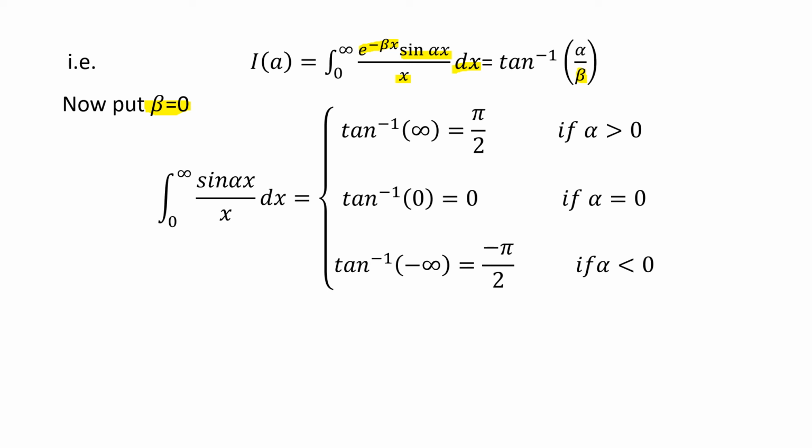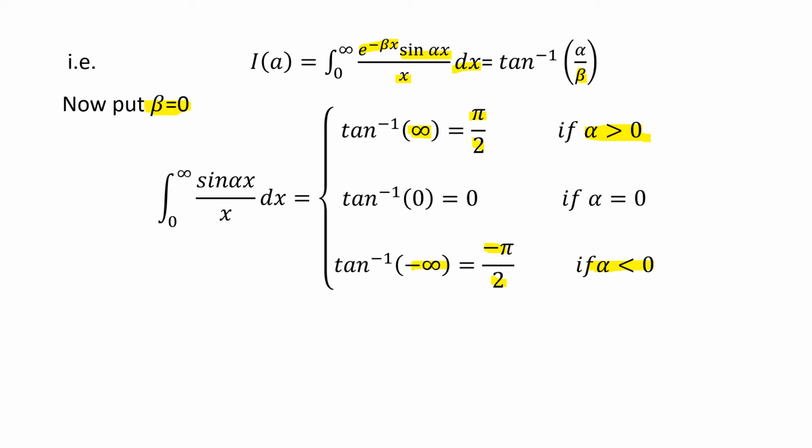So I am taking the first condition that alpha is greater than 0. If alpha is strictly greater than 0, then alpha upon 0 will be plus infinity, and tan inverse infinity is pi by 2. So the integral value is pi by 2. But if alpha is negative, alpha upon beta is minus infinity, and then the value is minus pi by 2. So we got that if alpha is strictly less than 0, the value of the integration is minus pi by 2.